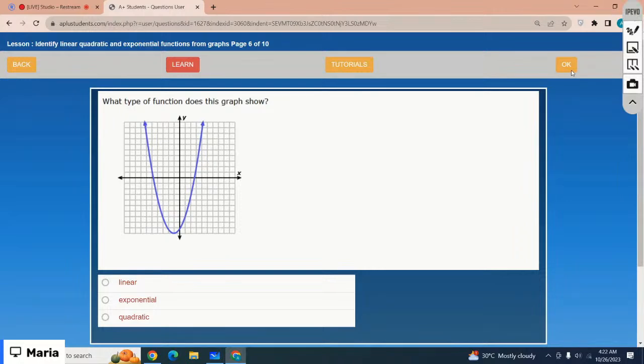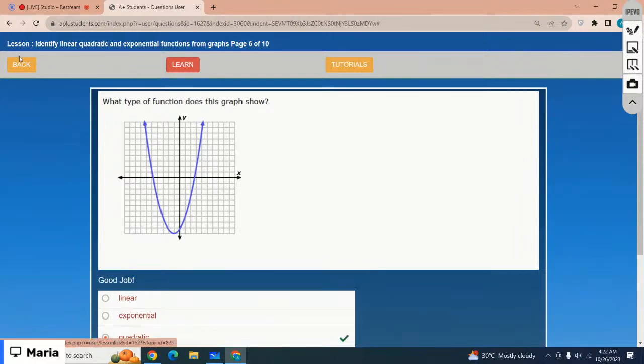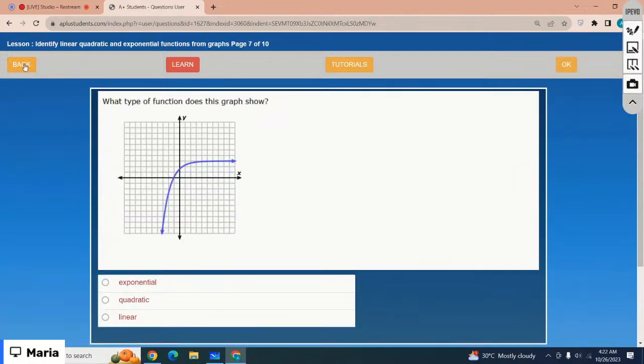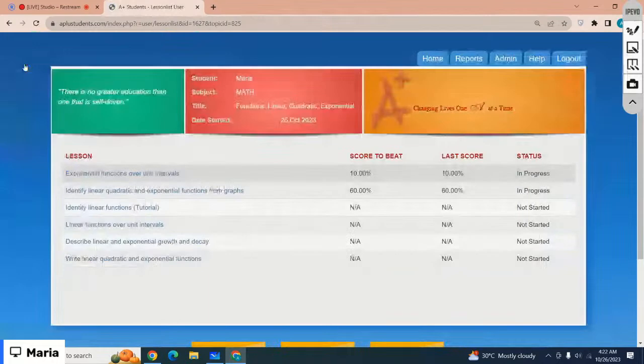The correct option is that it is the quadratic function, right? Okay, you can complete the lesson by yourself later today. Let's just move on to the next lesson. And the next lesson is identify linear functions.